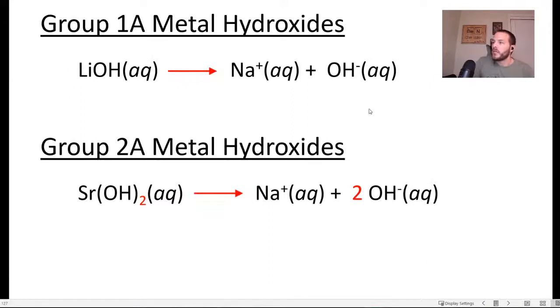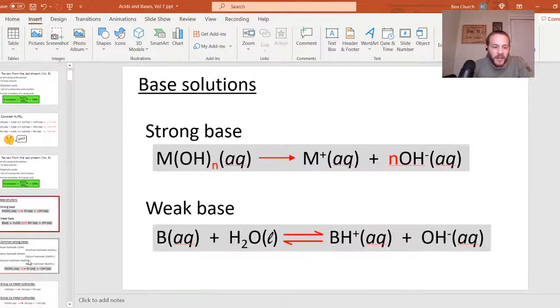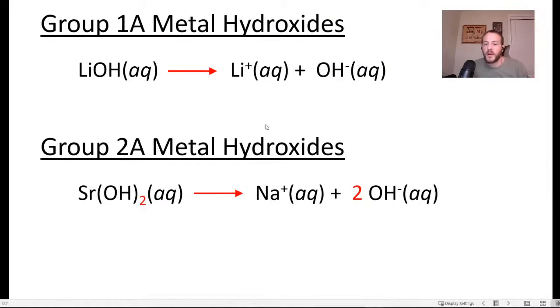Now, if that strong base is a group 1A metal hydroxide, like lithium hydroxide, for instance, this is an example of lithium hydroxide behaving as a base, right? So here it says sodium and hydroxide. I did that incorrectly. You know what? I'm just going to fix that right now because that's bothering me. Sorry about the confusion. I let that one slip through the cracks a little bit. So this is a better way to represent it, right? So lithium hydroxide breaks up into lithium ions and hydroxide ions.